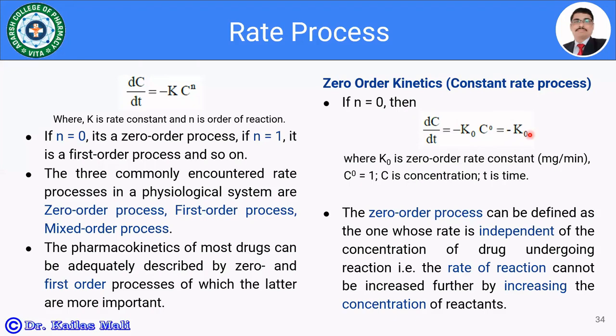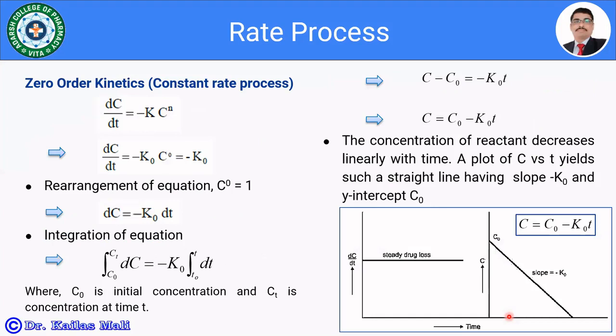So the zero order process can be defined as one whose rate is independent of concentration. Look at the equation. Whatever the rate, it is independent of the concentration of drug undergoing the reaction. And the rate of reaction cannot be increased further by increasing the concentration of reactant. In such cases, it is said to be the zero order process.